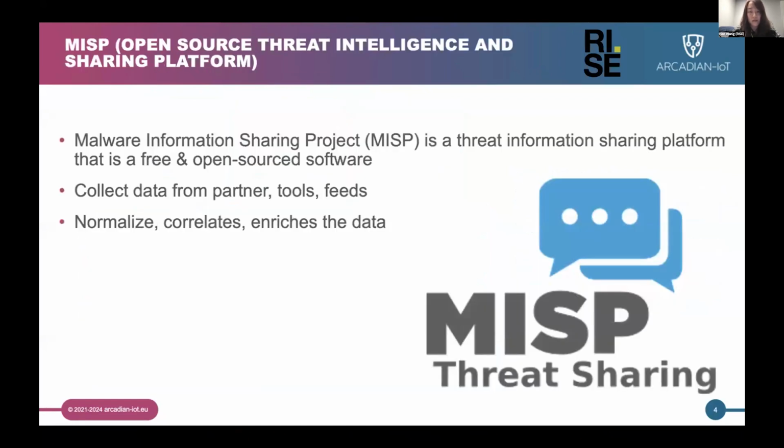Before we start, I would like to introduce a bit what MISP is. I think you have heard a lot about it in the previous presentation, but I would like to go into more detail because here we are actually working around this. MISP is the Malware Information Sharing Platform. It's a free and open source threat information sharing platform that can collect data from different partners and tools, and it can also collect feeds from public resources. It can also normalize, correlate and enrich the data.